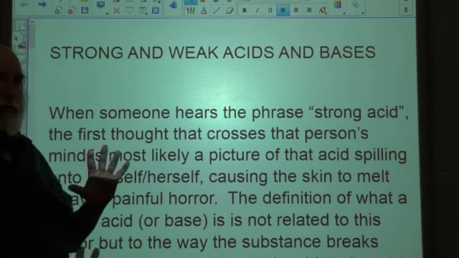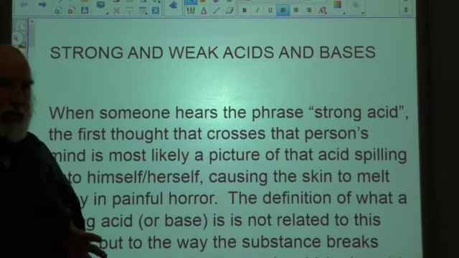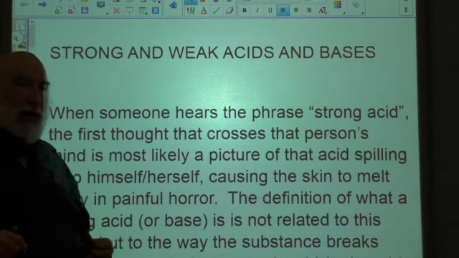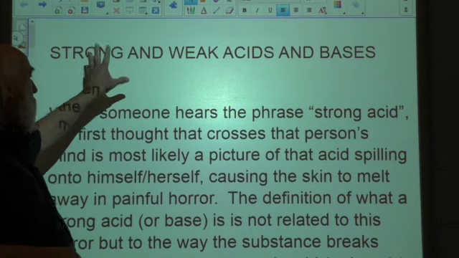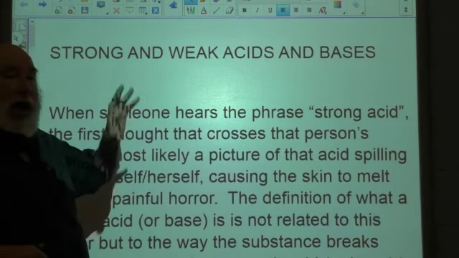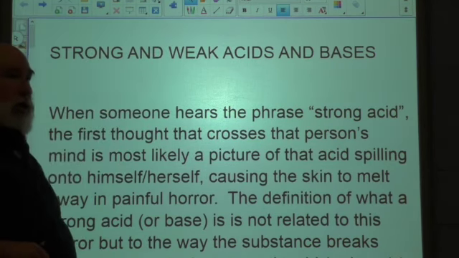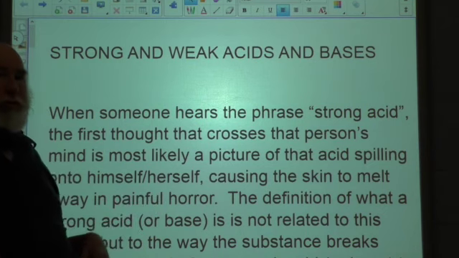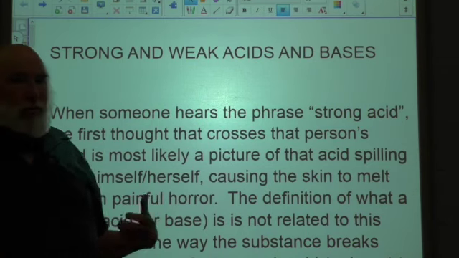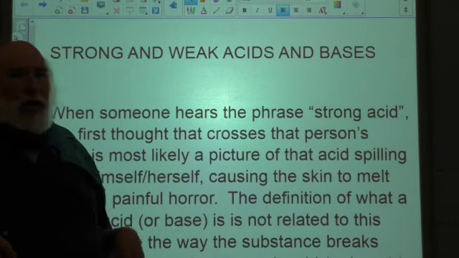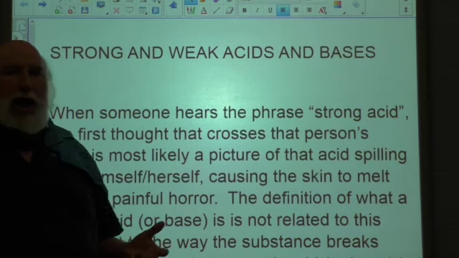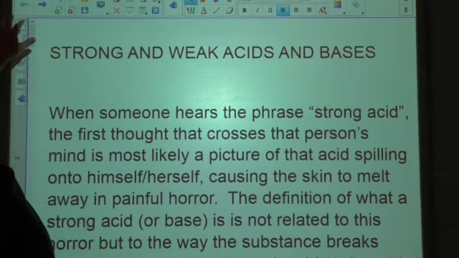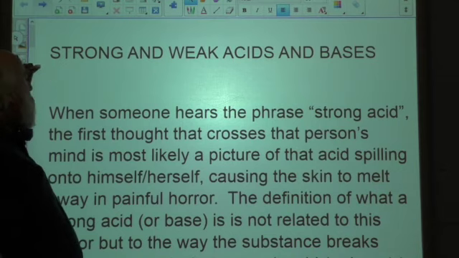Okay, we've talked about acids, talked about bases. Now we're going to get into categories of acids and bases called strong acids and bases and weak acids and bases. The term strong does not refer to the damage you can do to somebody or something if it gets spilled on. It is a chemical reaction that is being described here. So here's the deal with that.